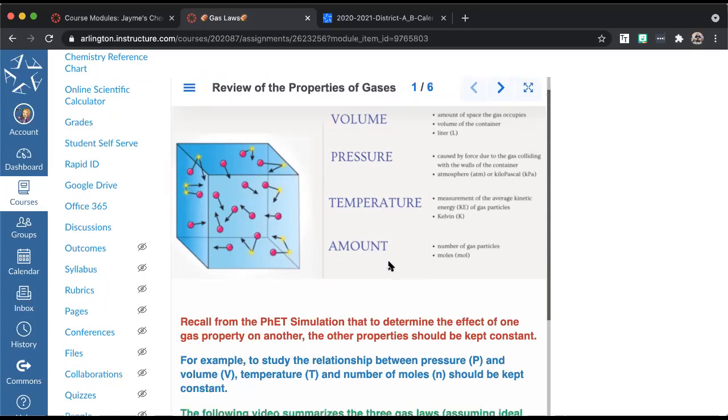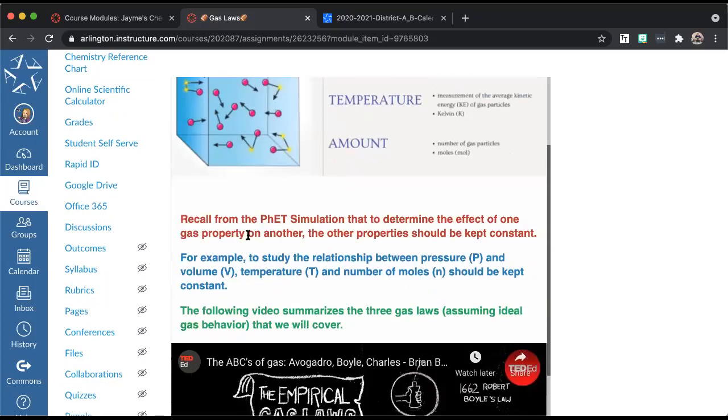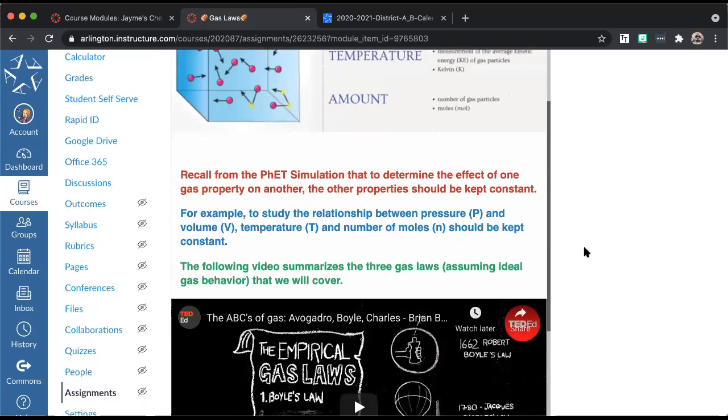Okay. So this is just asking you to remember from last class, that simulation, you looked at the effects of pressure, volume, and temperature on each other. When you kept one of them constant, what would the other two do in relation to each other? And when you're looking at these relationships, number of moles is usually kept constant.